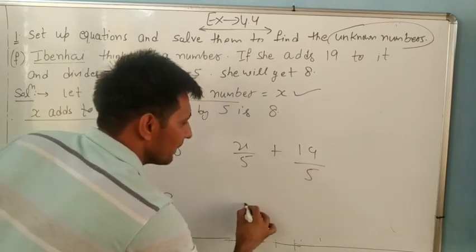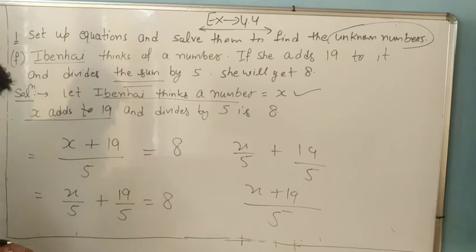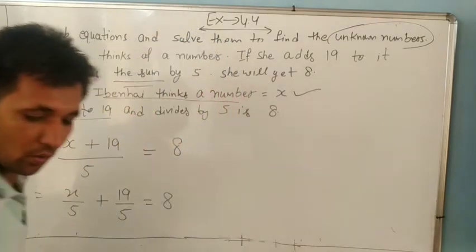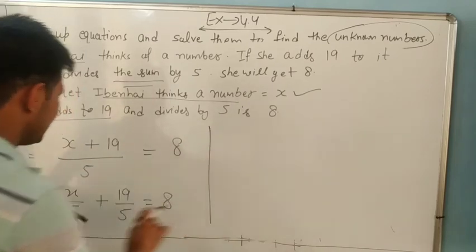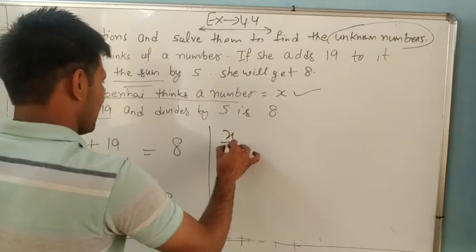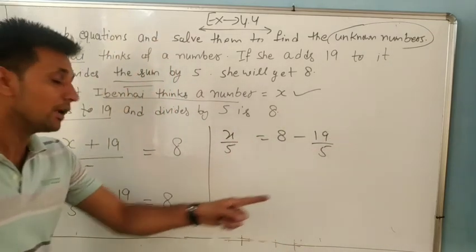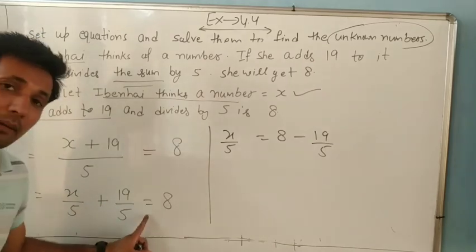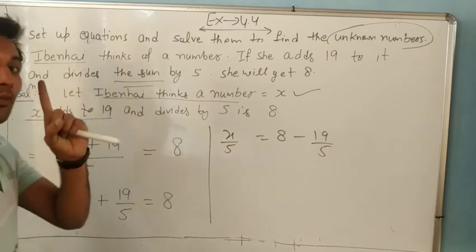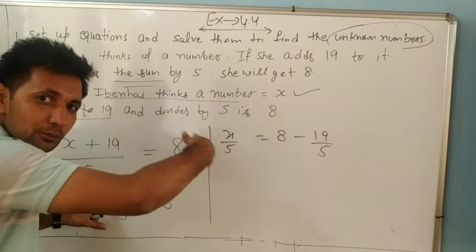How to add? By taking LCM: 5x plus 19. So are both equal or not? Like this one. Now please solve it yourself. What will you do? It is positive, not multiplication. So x by 5 equals 8 minus 19 by 5. You will write 19 by 5 transposing on the right hand side. I am writing directly, but you have to do it with steps.